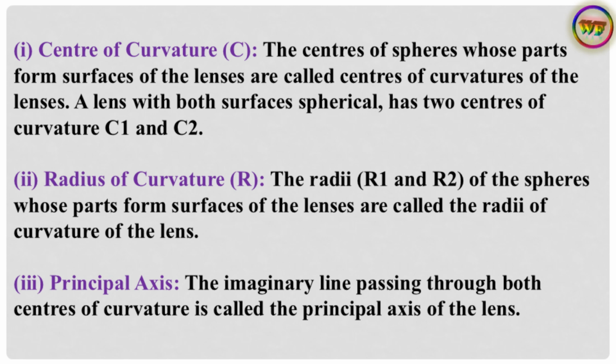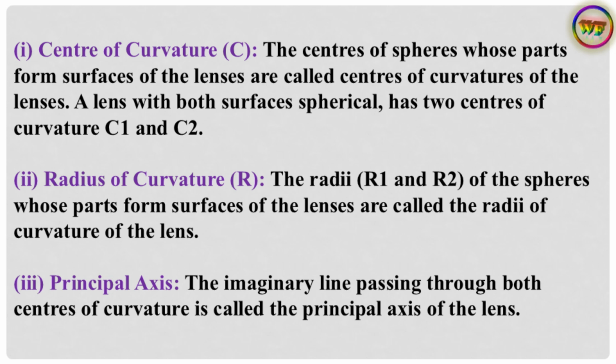Point 1. Center of curvature, C. The centers of spheres whose parts form surfaces of the lenses are called centers of curvatures of the lenses. A lens with both surfaces spherical has two centers of curvature C1 and C2.